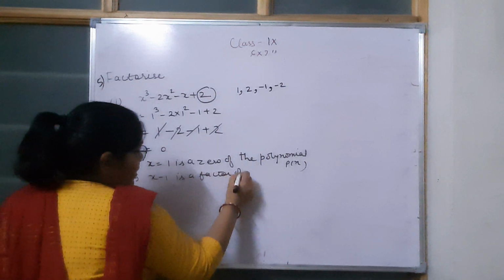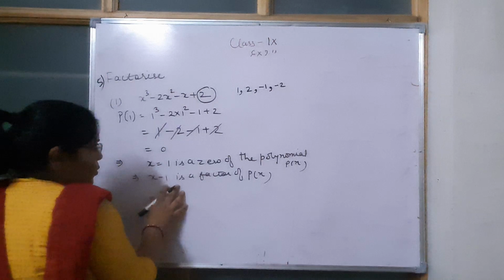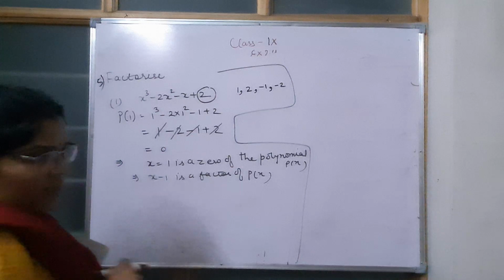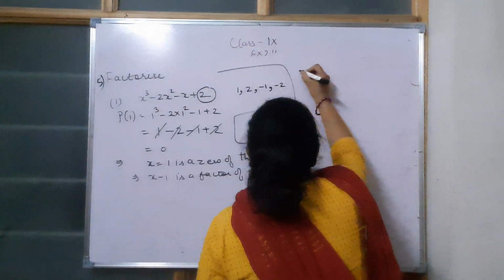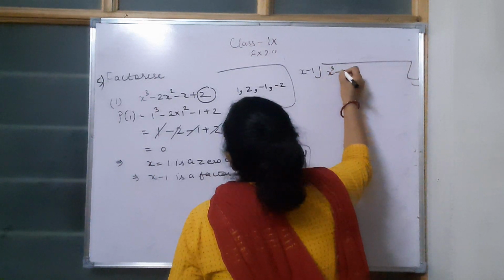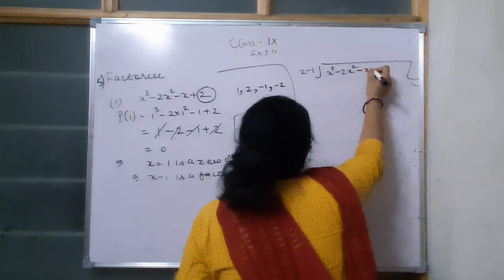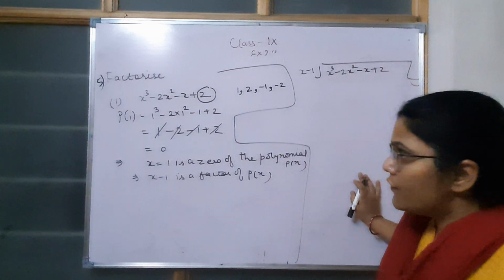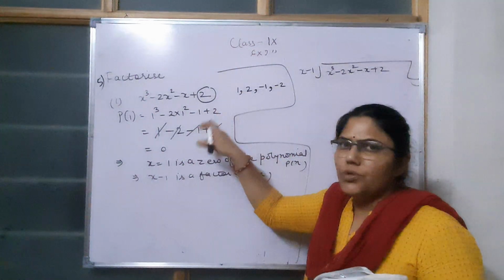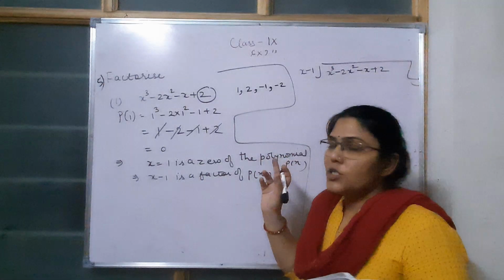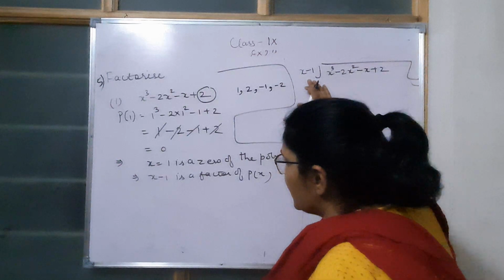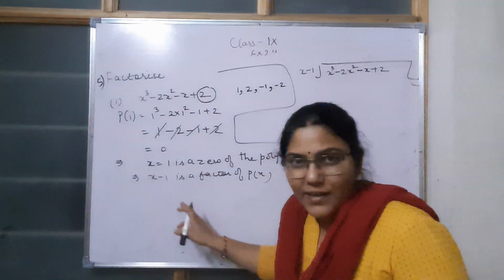p(x). Alright. Now if x - 1 is a factor, what do you have to do here? Since x - 1 is a factor, it means when I divide this polynomial by x - 1, I will get remainder 0 and the quotient will be one of the factors. So first we find one of the zeros and then the factor. I just checked with 1, you can check with 2, -1, -2, wherever you get 0. So x - 1 is a factor. x = 1 is a zero, it means x - 1 is a factor.